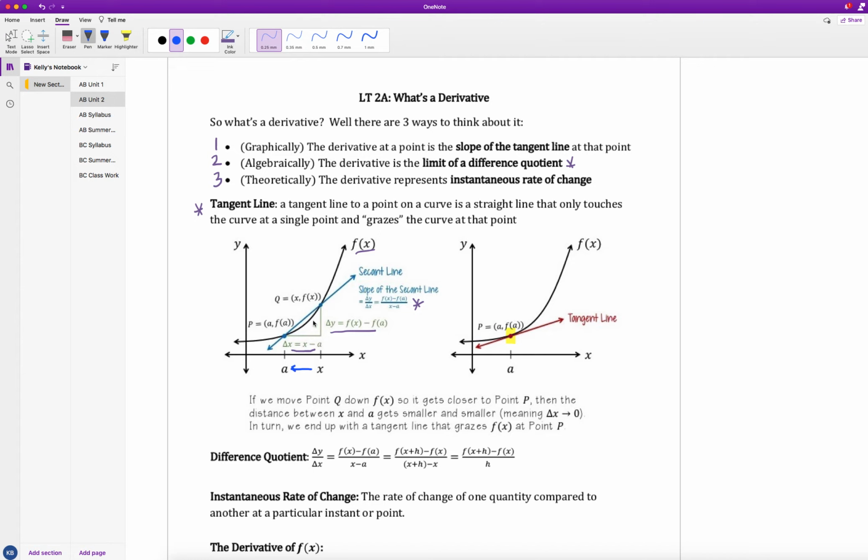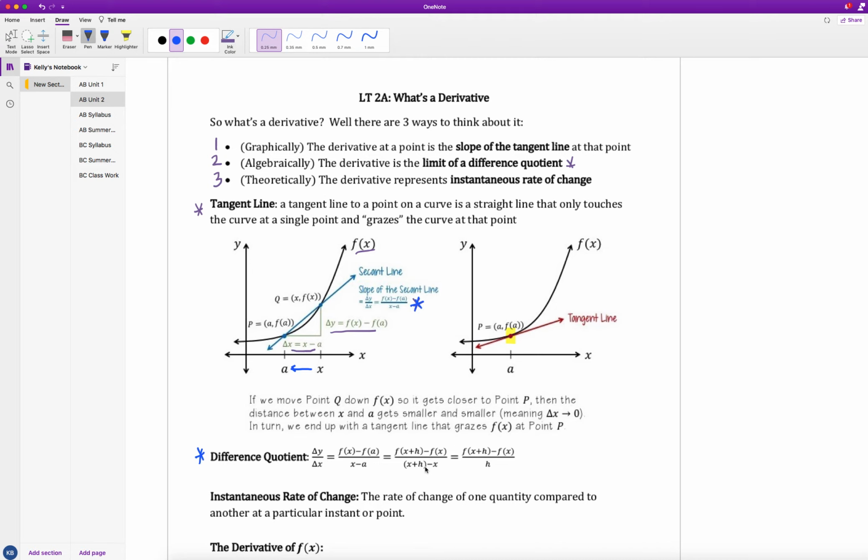As point Q moves down towards point P and we get other secant lines, the distance between x and a gets smaller and smaller, which means that this delta x value here is approaching 0, since they end up at the exact same point at a. In turn, we end up with a tangent line that grazes f(x) at this single point P. You might be wondering, okay, now I have a tangent line, how does that connect back to this limit of a difference quotient? Well, the difference quotient, by definition, is our slope. It's the change in y over the change in x, or that (f(x) minus f(a)) over (x minus a) that we had up above from our secant line.